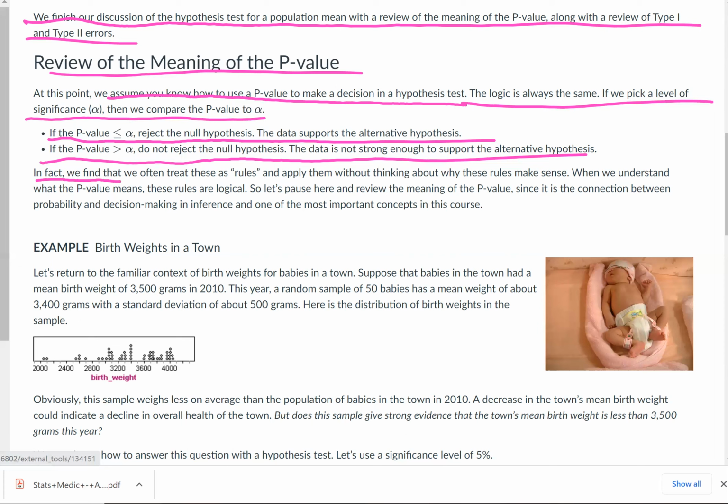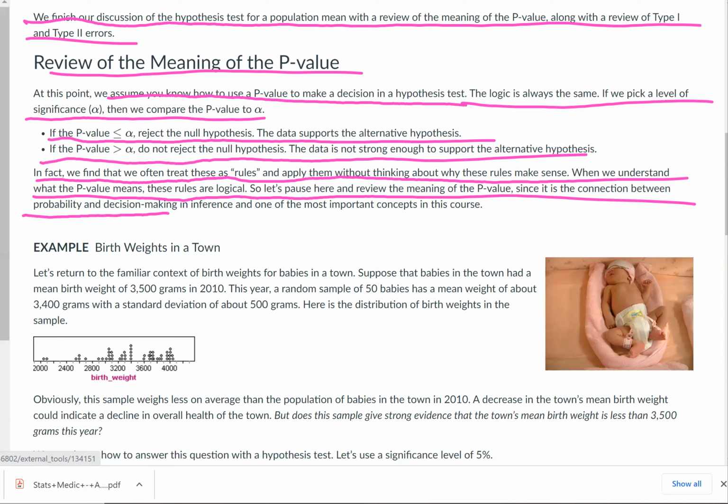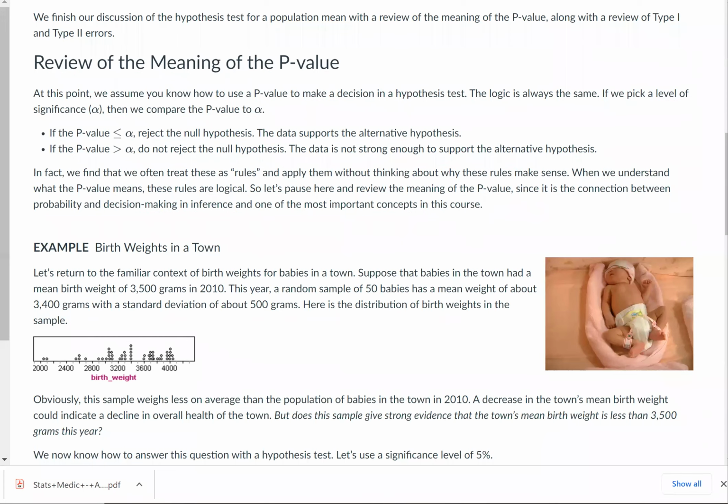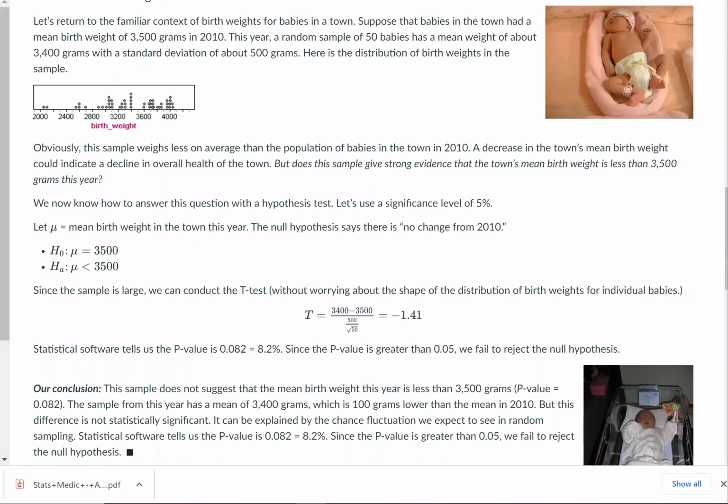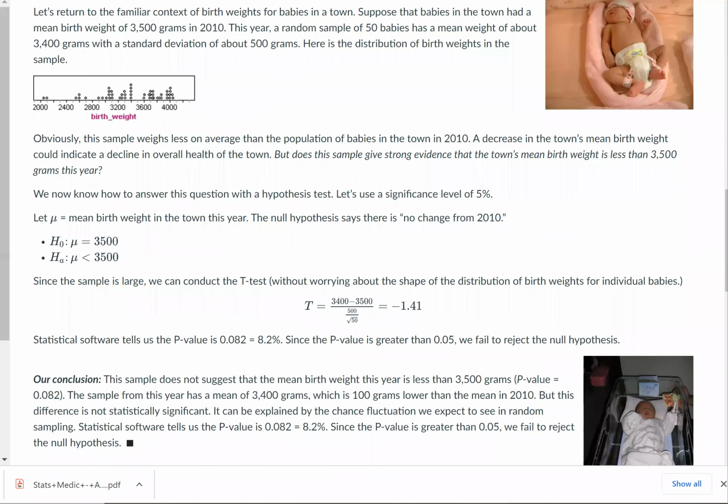In fact, we often treat these as rules and apply them without thinking about why the rules make sense. When we understand what the p-value means, these rules are logical. So I'll pause here and review the meaning of the p-value, since it is the connection between probability and decision-making and inference, and one of the most important concepts of this whole course. Let's scroll down and look at an example about birth weight, which I'm sure we've seen before. Let's return to a familiar context of birth weights for babies in a town.